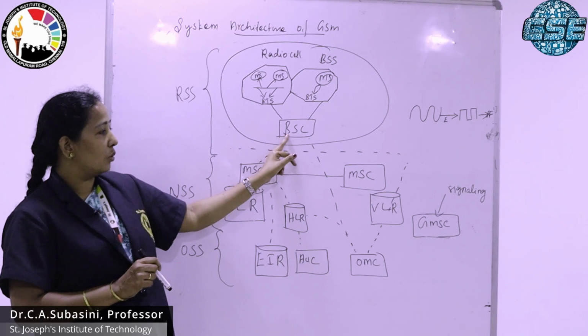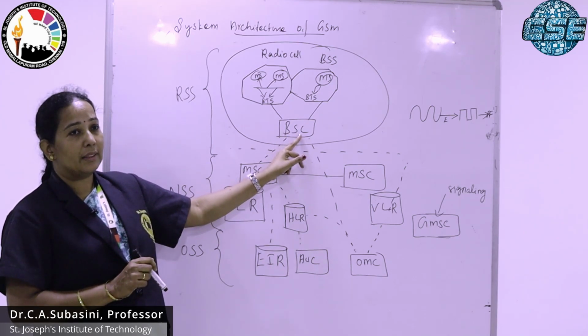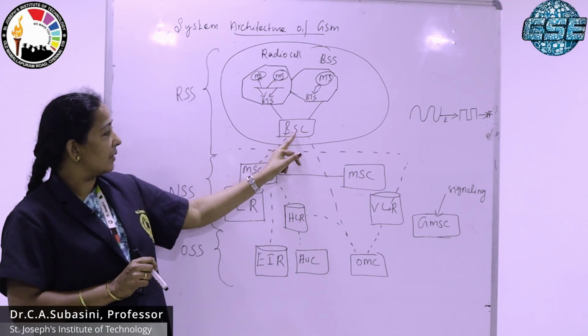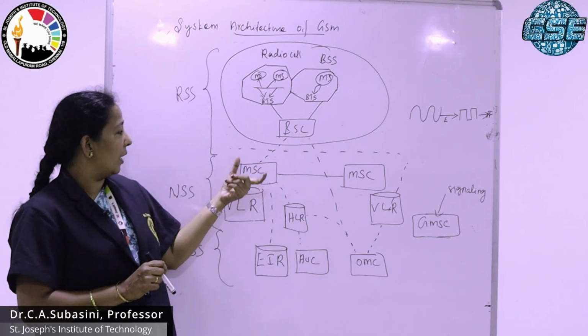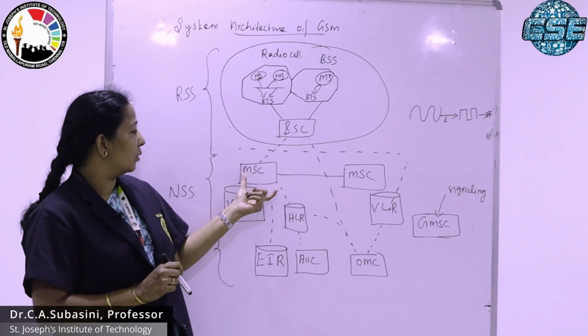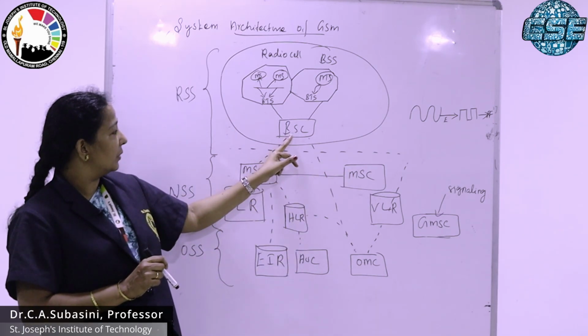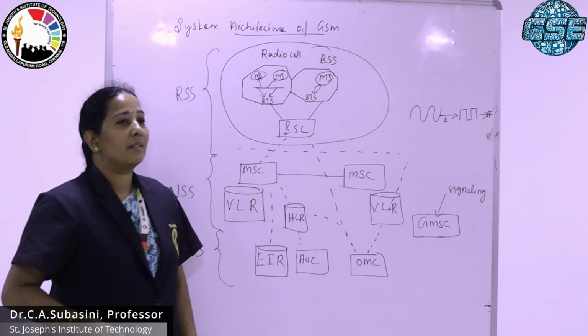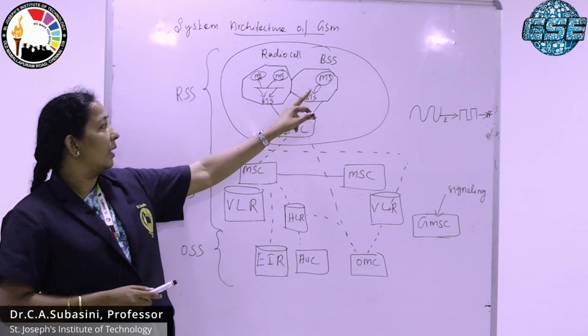Then the BSC, the base station controller. In the base station controller, all the radio entities are available. One function of the BSC is assigning all the frequency bands to the MSC. That is the second part of the BSC. Next, the BSS is responsible for encoding and decoding voices.